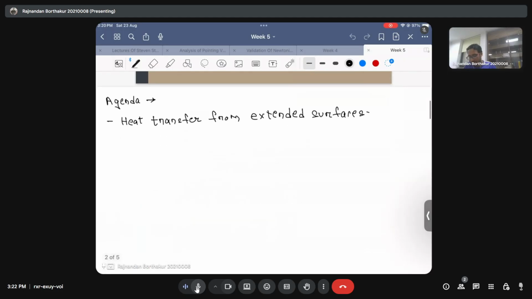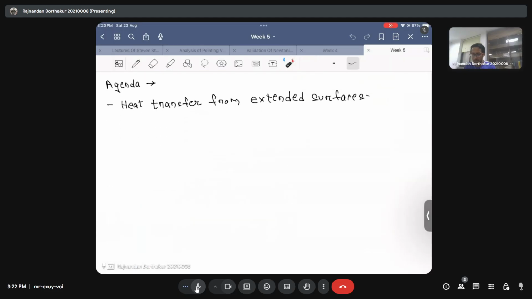So the agenda for today's discussion, as you can see from your screen, is heat transfer from extended surfaces, and they are also commonly known by the name fins. Today's discussion is basically about assignment 5 that you are going to solve in a couple of days' time. Please pay attention to these videos, because I'll give hints for certain answers which will help you to solve the assignment. So that's what we will learn today: heat transfer from extended surfaces.